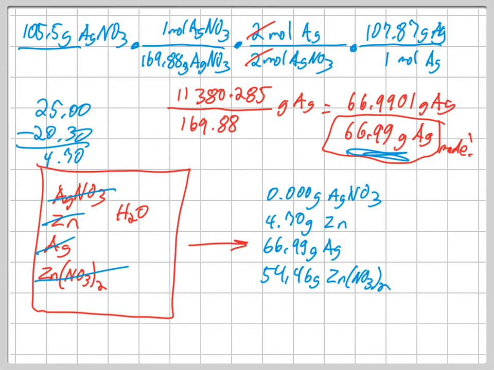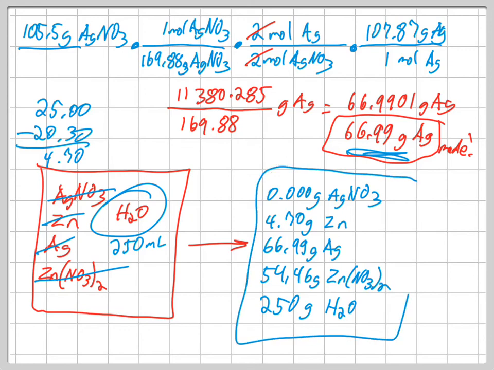Remaining in this. But you know what else? We got water. Now, in the reaction equation, was water used up? No, it wasn't. So we started at about 250 milliliters. And what do we know about the density of water? Well, the density of water is about 1 gram per milliliter, so we would have about 250 grams of water. This is what would be in the reaction flask when it's finished.